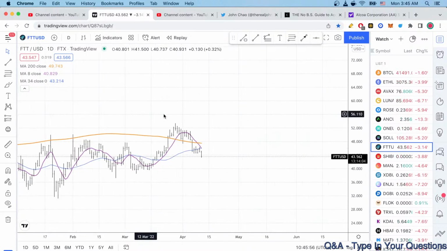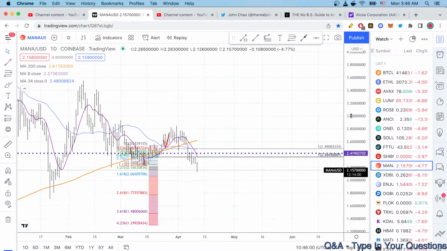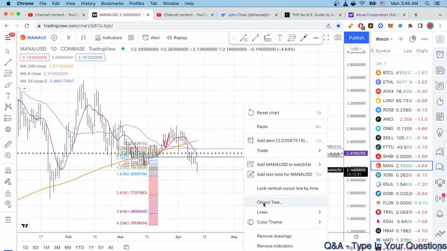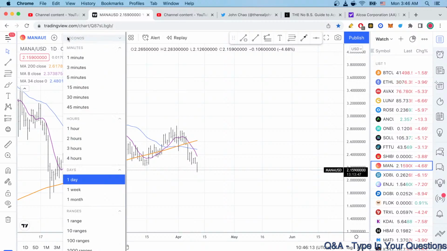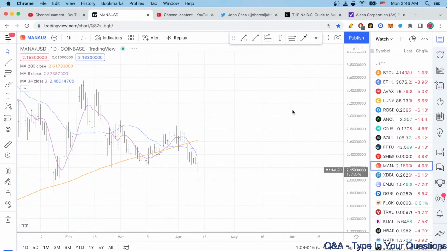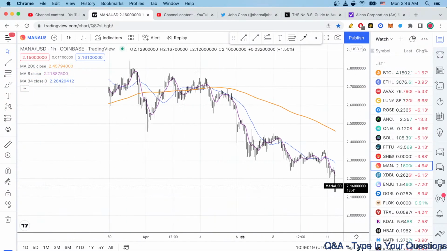Over here, FTT also below. Mana also below. It was exhibiting a nice series of higher highs and higher lows above that 200 on the daily. But since then, what happened? Weakness came through on this chart, and now it's trading below. So you have to look at this to the downside. And I'm not really good at just picking these bottoms, right?